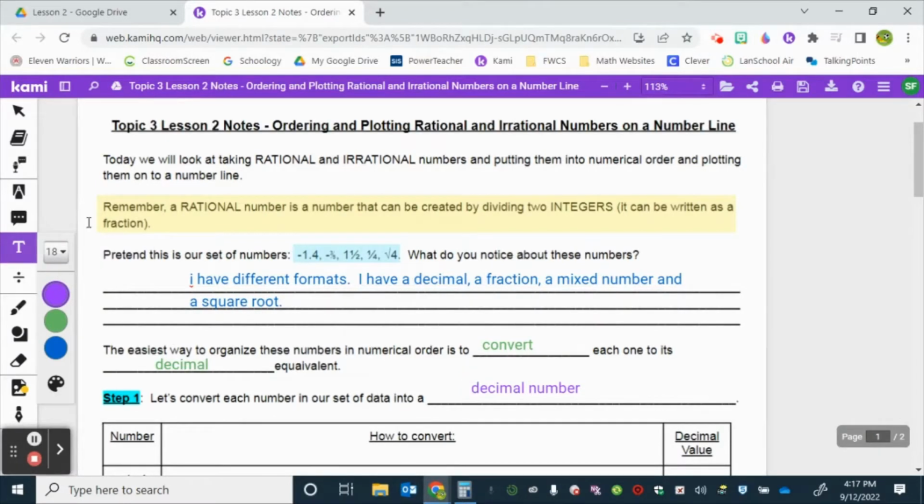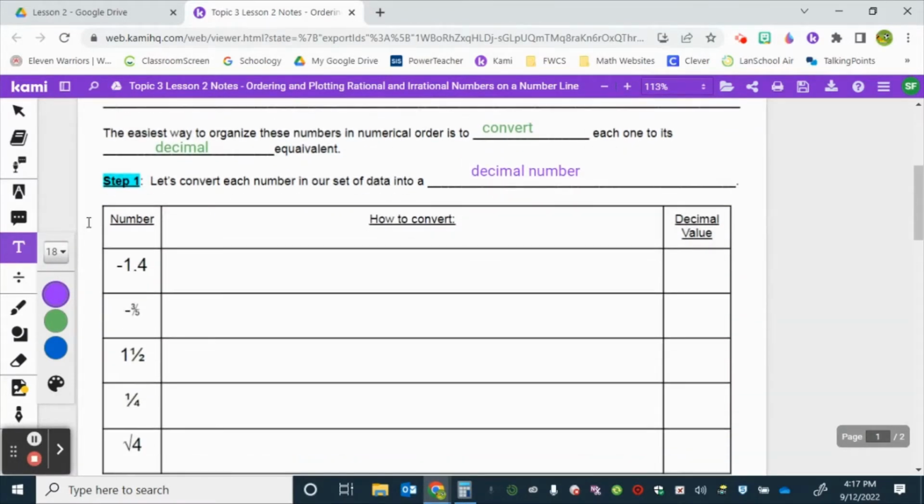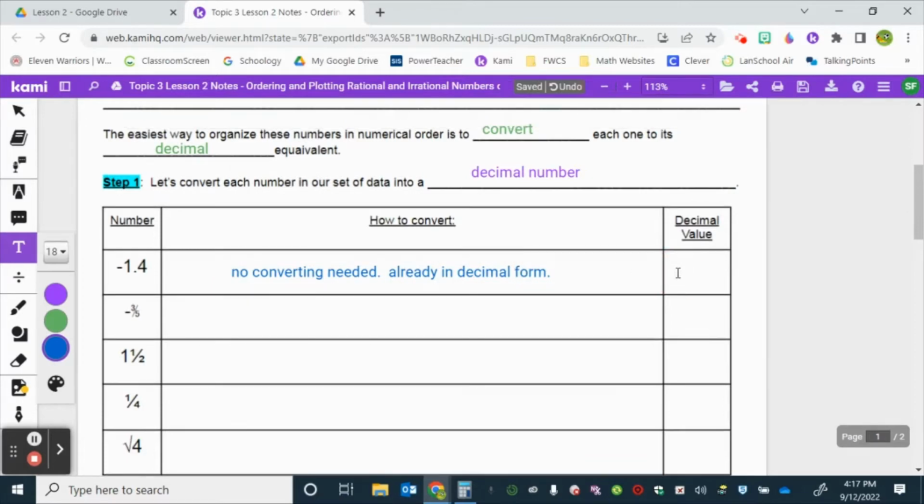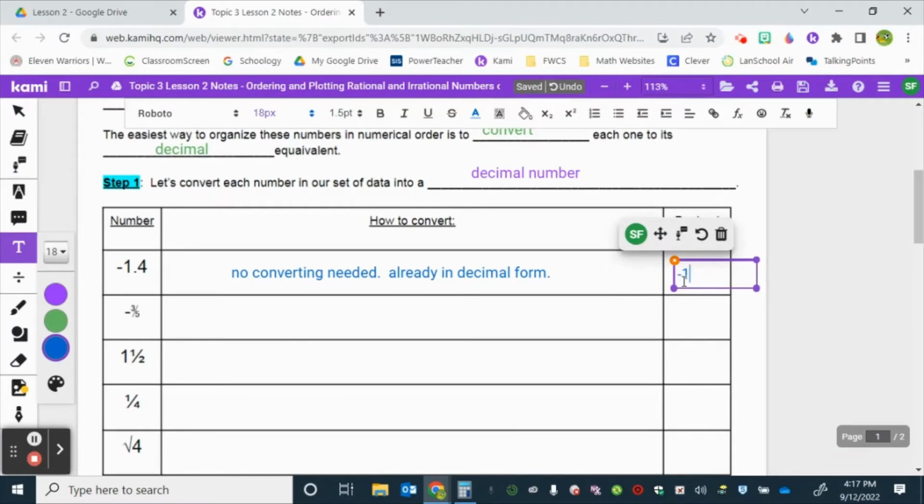If we scroll down to the table here, we'll look at how do we convert each of these numbers into its decimal form. Negative 1.4. We don't need to do any converting. It is already in decimal form. So its decimal value is already negative 1.4.